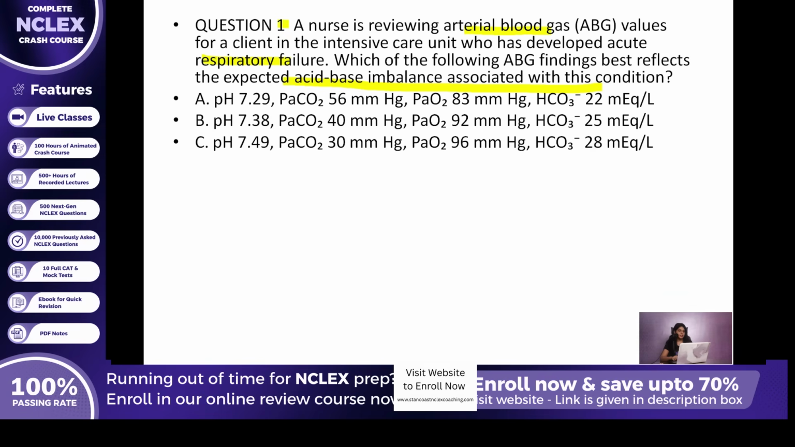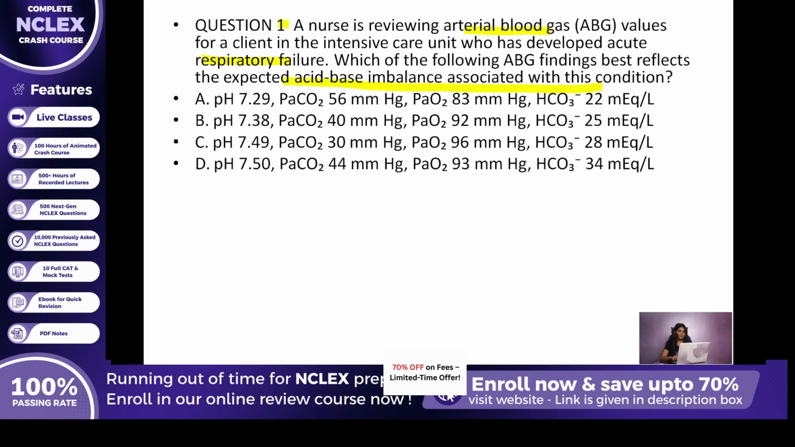Option C, pH is 7.49, partial pressure of carbon dioxide is 30 millimeters of mercury, partial pressure of oxygen is 96 millimeters of mercury, and bicarbonate is 28 milliequivalents per liter. Option D, pH is 7.50, partial pressure of carbon dioxide is 44 millimeters of mercury, partial pressure of oxygen is 93 millimeters of mercury, and bicarbonate is 34 milliequivalents per liter.